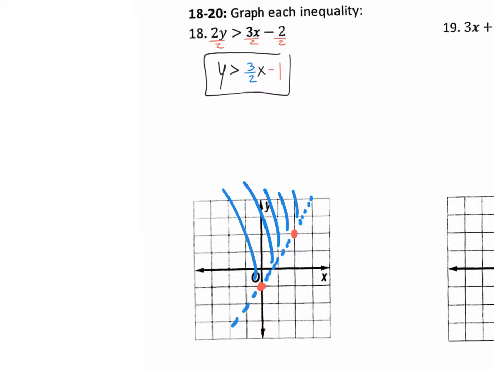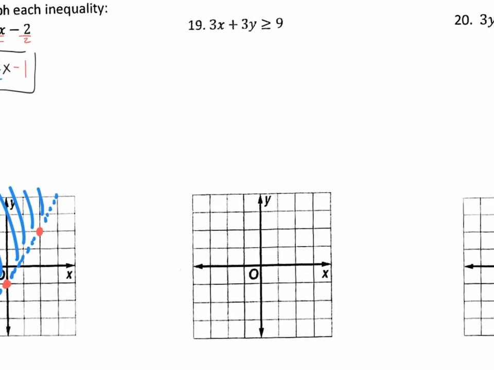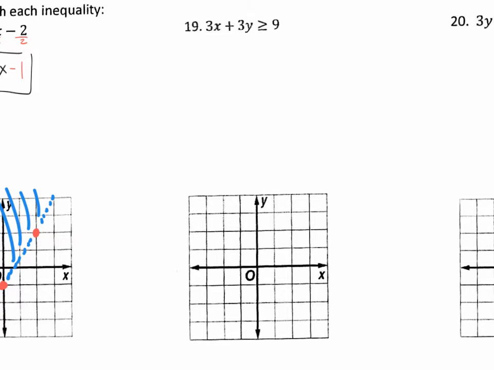Now, of course, the original method I taught you of shading would be to test the point 0, 0. If you put a 0 for x and a 0 for y, you'd have 0 is greater than 0 minus 1. 0 is greater than negative 1, so it does work, so you would shade in that side. But with the greater than, you could shade in the top. With the less than, you could shade in the bottom if y is by itself.